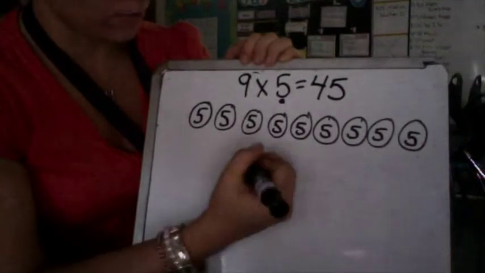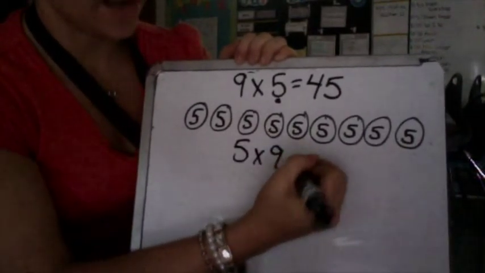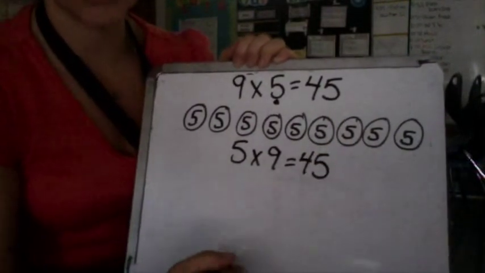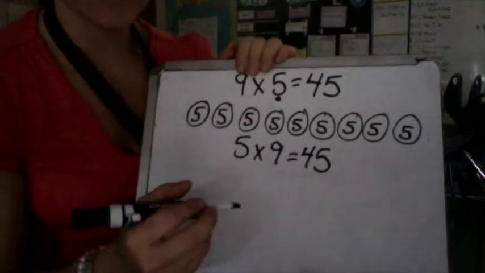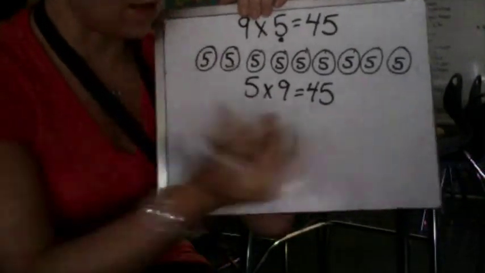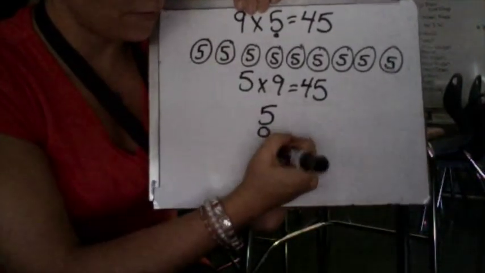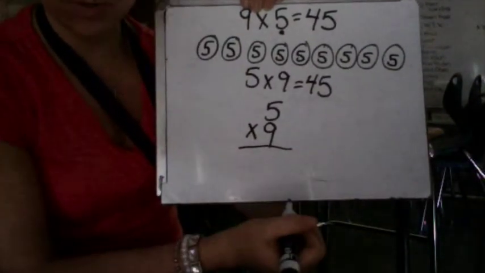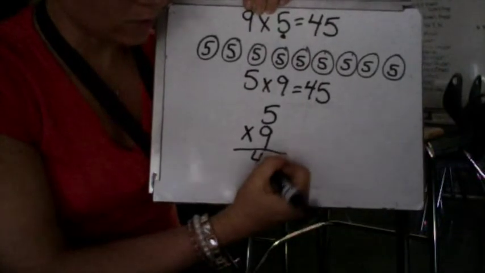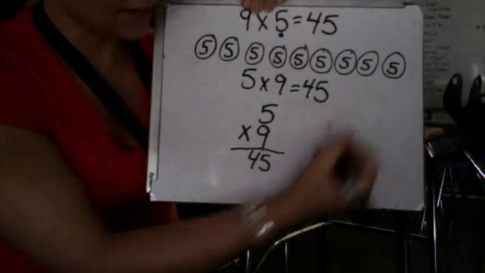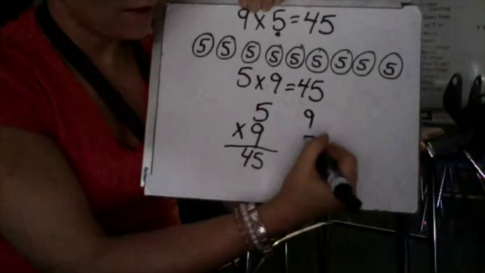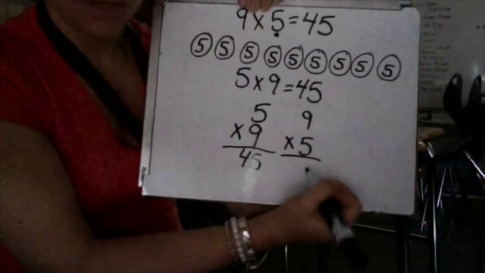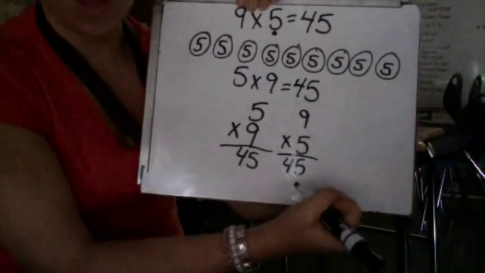If 9 times 5 equals 45, then what is 5 times 9? Very good. It should be 45 because all I'm doing is switching those numbers around. Remember that you can also write it vertically, up and down, where I put my 5 on top of my 9, put my multiplication sign over to the side with my equal sign. So 5 times 9 equals 45. And I can also switch that. My 9 on top, my 5 on the bottom, with my multiplication sign. There's my equal sign. And I know my answer is 45.